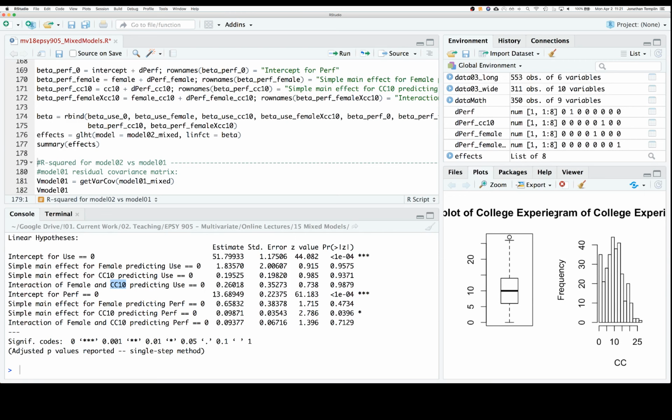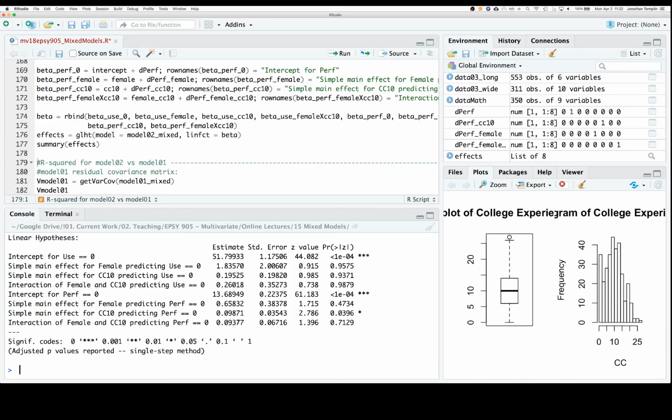Now for performance, we do the same thing. The expected value of performance for someone who's male and has 10 credit hours of college credit is 13.689. The difference between males and females for 10 credit hours of college credit is 0.65. The slope of CC10 for males is 0.0987. And this interaction says this is the difference in slopes for males and females for CC10, or this is the difference in the means of males and females for performance per 1 unit of credit hours.